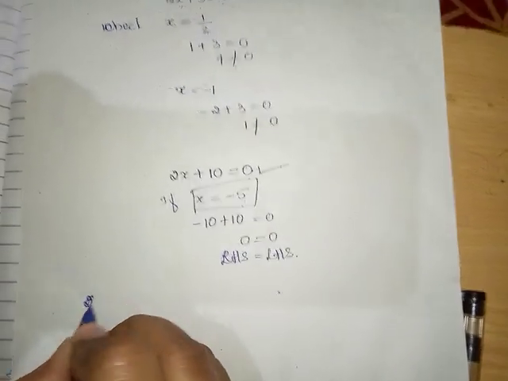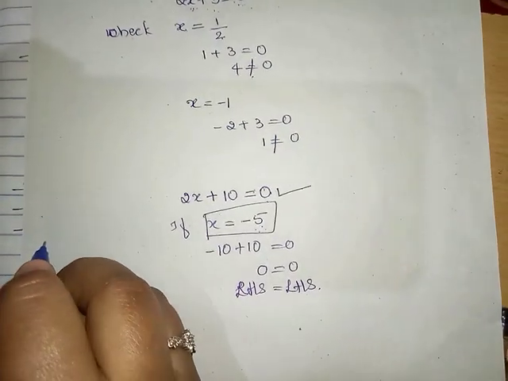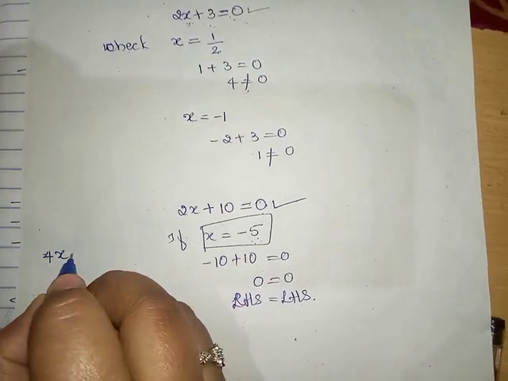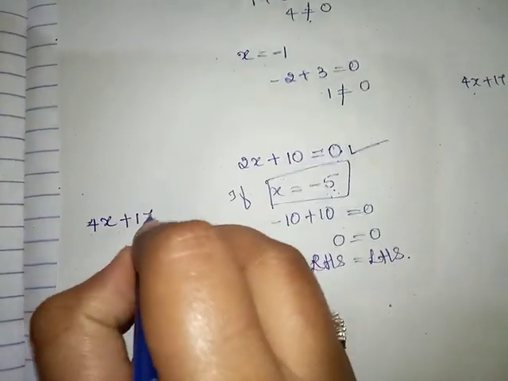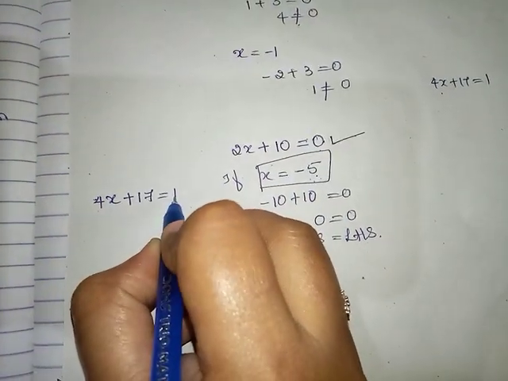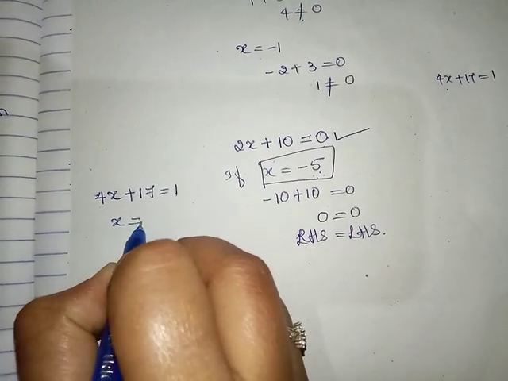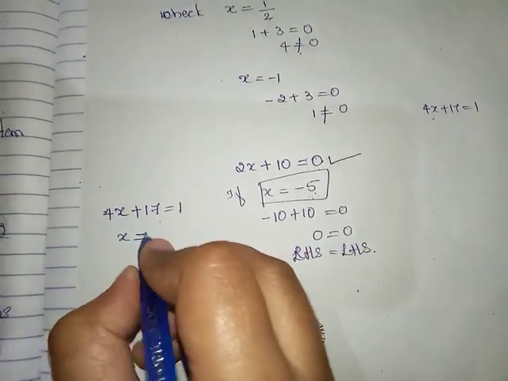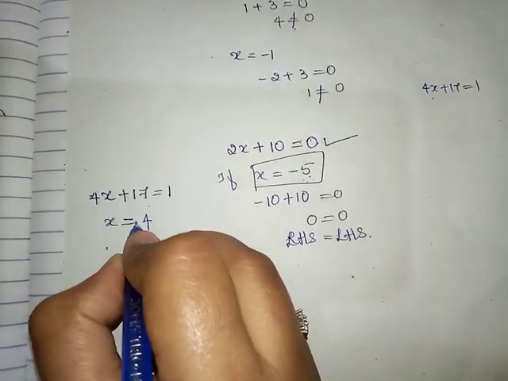I will consider another equation, it will be 4x plus 17 is equal to 1. Here RHS is 1. We have to substitute the value of x in such a way that we get this LHS value also equal to 1. For that, I will consider x is equal to minus 4.